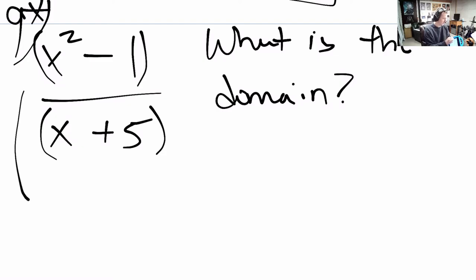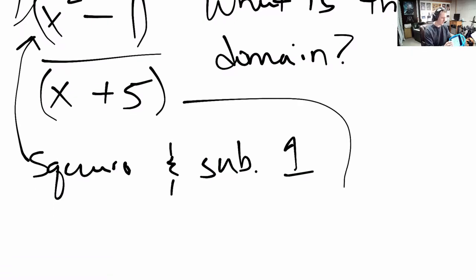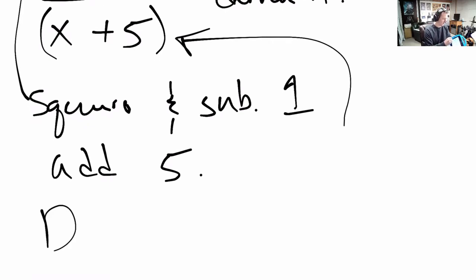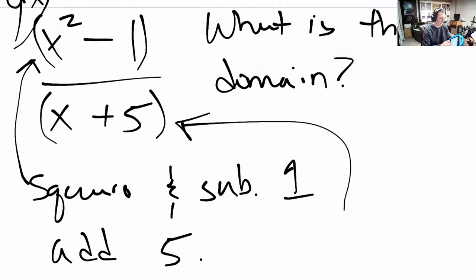So first, square and subtract 1. That's the first thing you would do. You'd pick a number, you'd square it, you'd subtract 1. The next thing you would do is you would also just add 5. Then divide the results. So I'm thinking through how I would actually do this if I had to compute this thing.